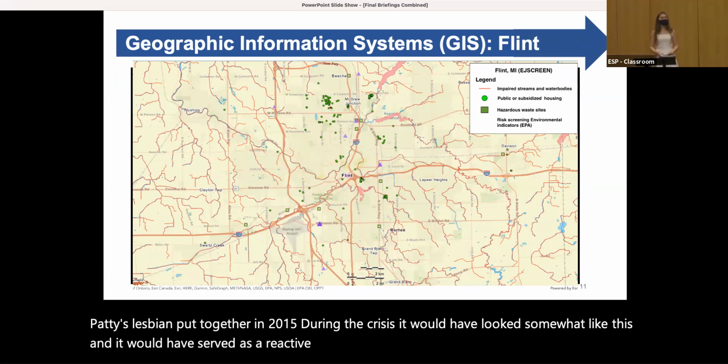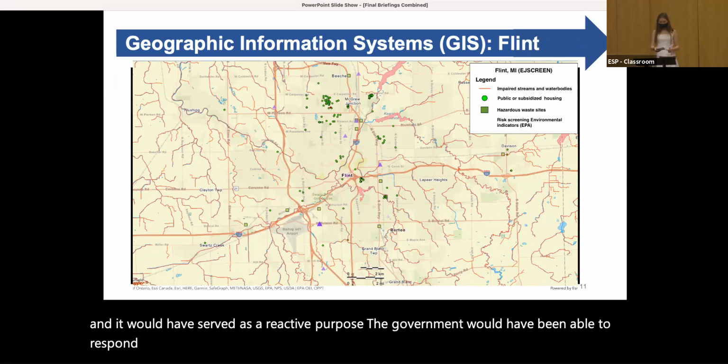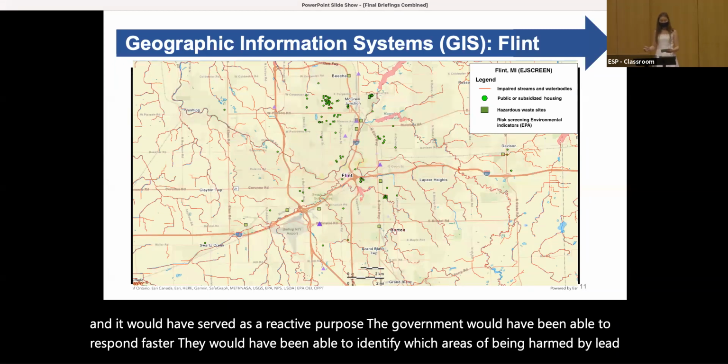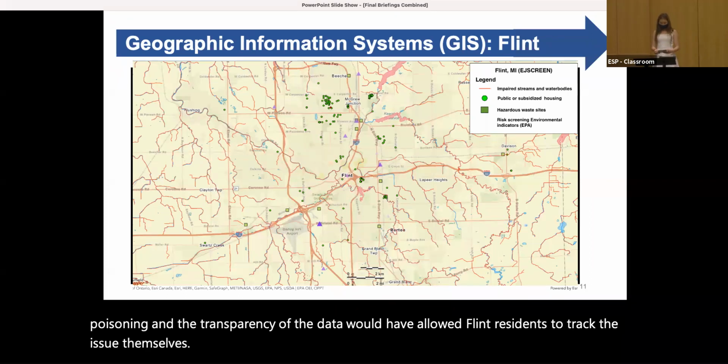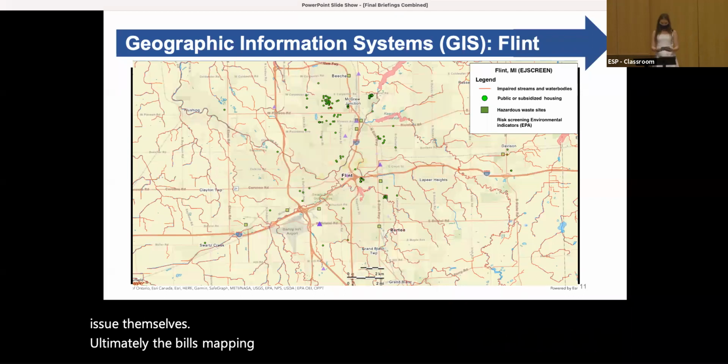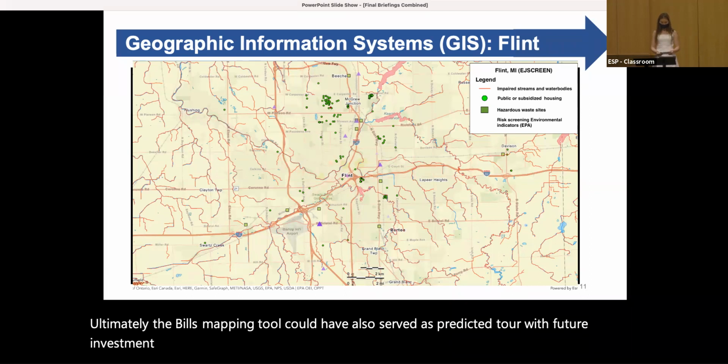The government would have been able to respond faster. They would have been able to identify which areas were being harmed by lead poisoning, and the transparency of the data would have allowed Flint residents to track the issue themselves. Ultimately, the bill's mapping tool could have also served as a predictive tool with future investment and investigation.